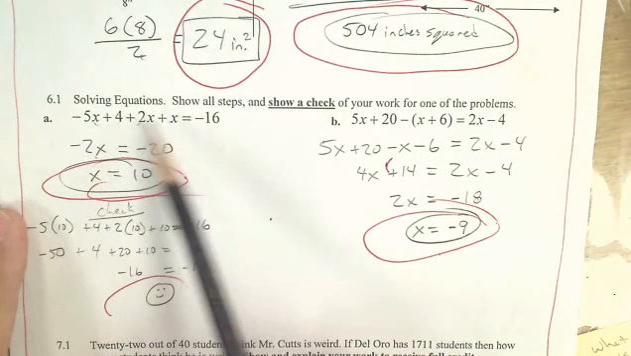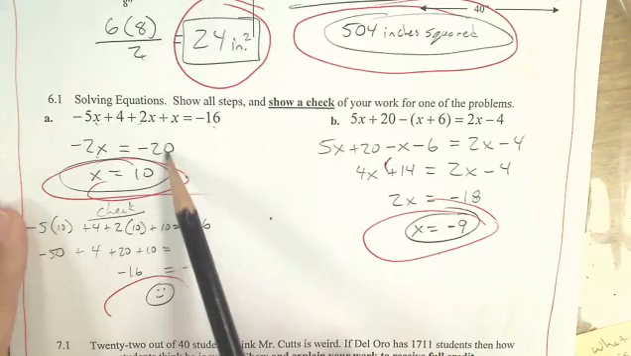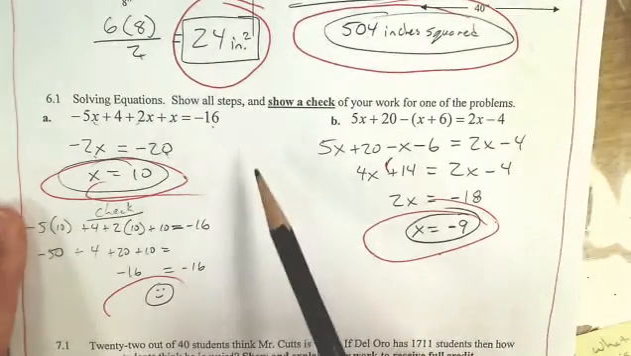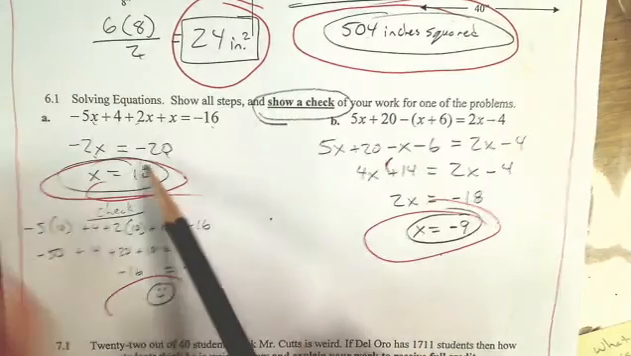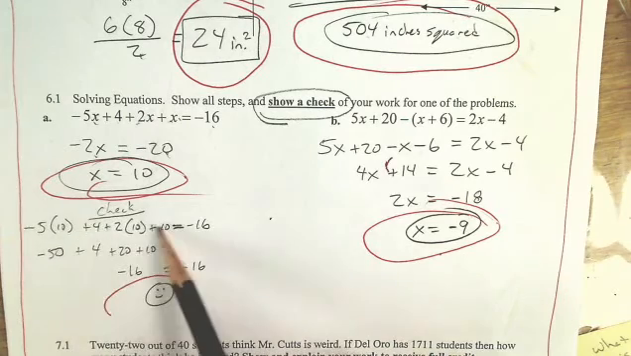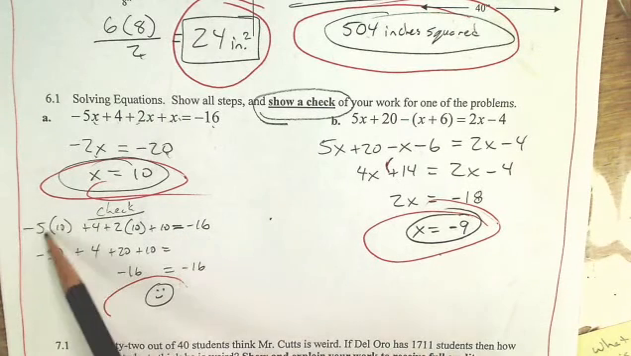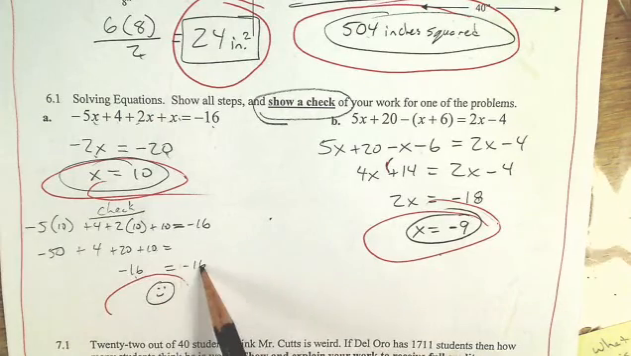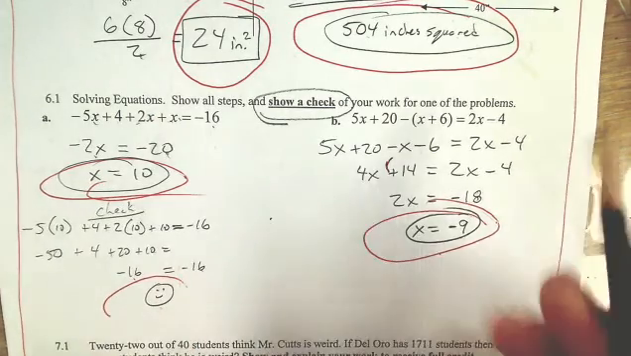Subtract 4 from both sides, and divide by the -2. Watch your negatives. People are losing it. And then to show a check, you plug in the 10 in for your x's, and that's what I did here. Multiply it out, combine like terms, you get -16 equals -16, so that's true, so I was happy about the check.